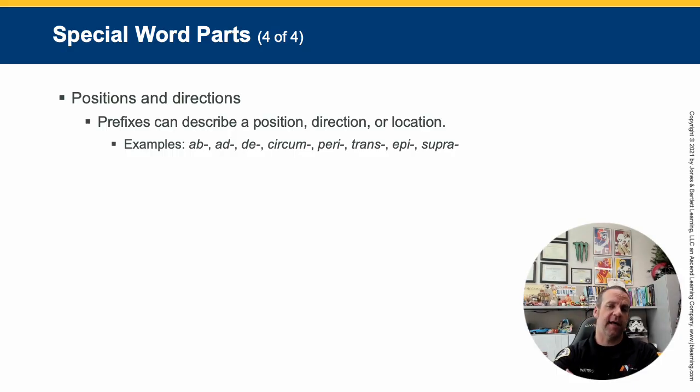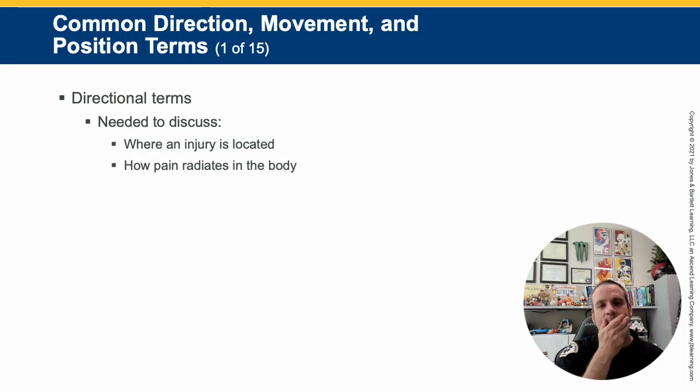Now with that being said, let's take all of these concepts of numbers, colors, and positions and start applying them to more directional and movement terms. These common direction, movement, and position terms you'll use constantly as an EMT when you document injuries, describe pain locations, and provide verbal reports. They allow for precise communication about where things are located on or in the body and how they relate to each other. So let's consider a trauma patient.